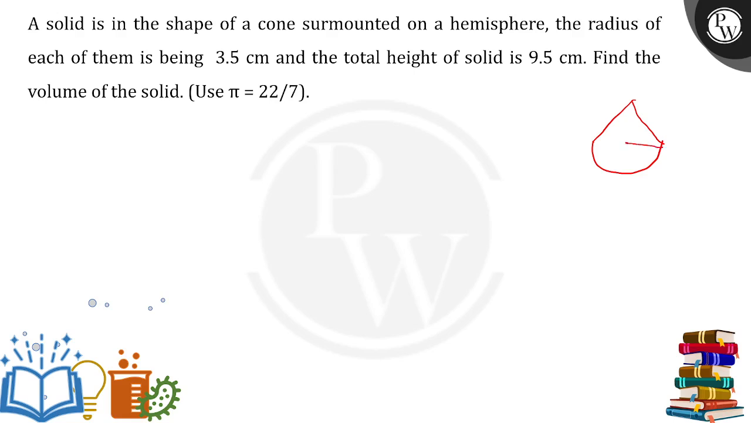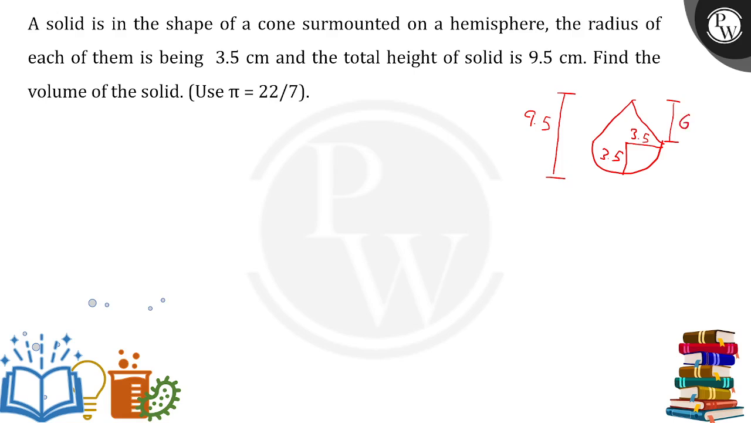So 3.5 is this thing. This is 3.5 given, and the total height is given as 9.5. Now in this particular case we have to find the volume. First of all, we need to understand this would also be 3.5. This distance will be 3.5. If this is 3.5, what will be the height of this particular part? 9.5 minus 3.5, so this will be 6 simply.